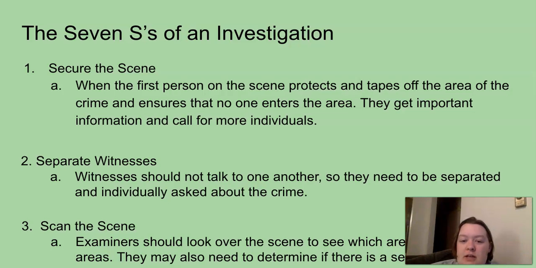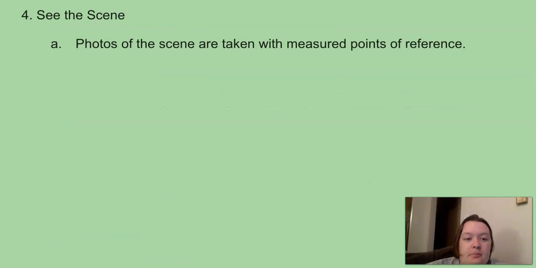You're going to see if there are any hazards you need to watch out for. Because at a crime scene, there could be hazards. Biological, there could be explosives, there could be weapons, and you need to identify if there's anything there that could harm you, and what areas are going to be your top priority when you go in. So scanning, you're not entering, you're just overlooking. Then you're going to see the scene, and this is in which you take photos with measured points of reference.